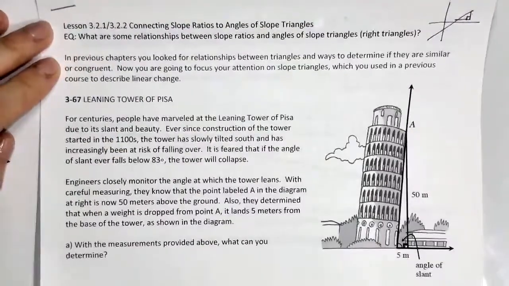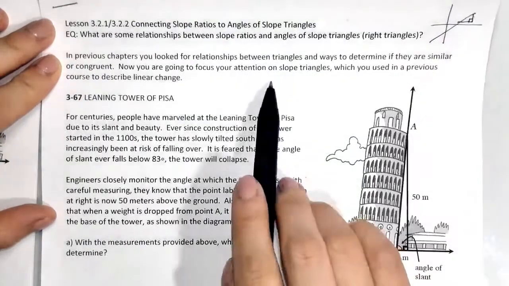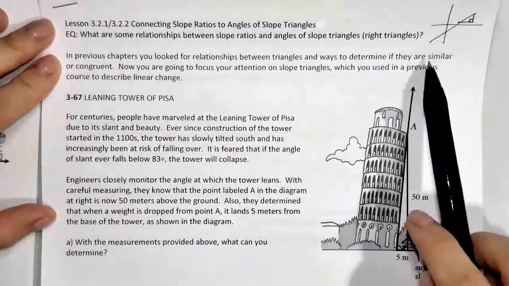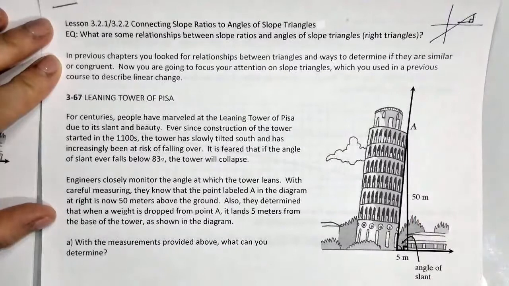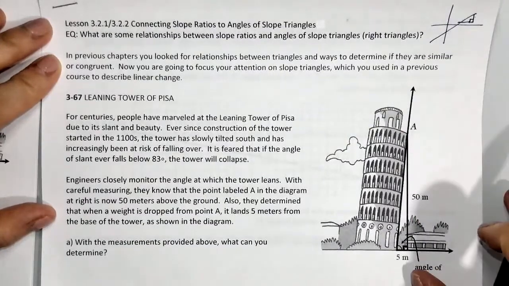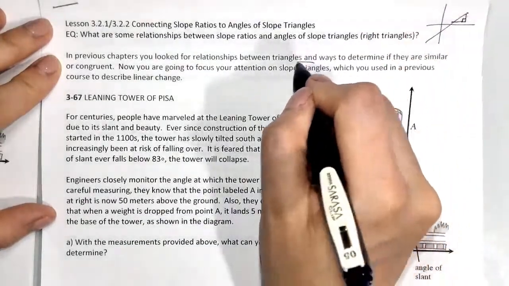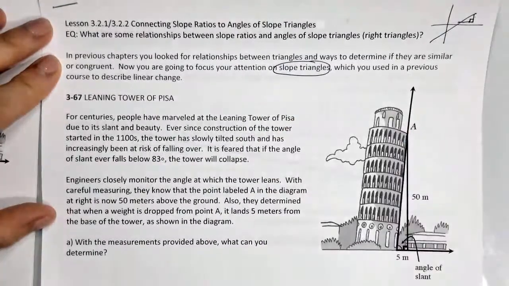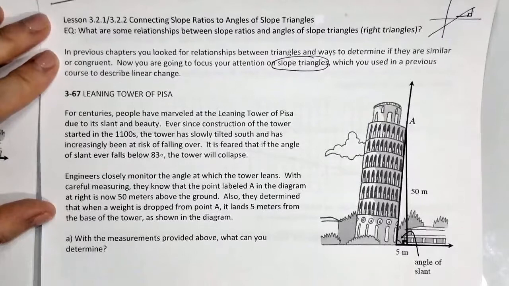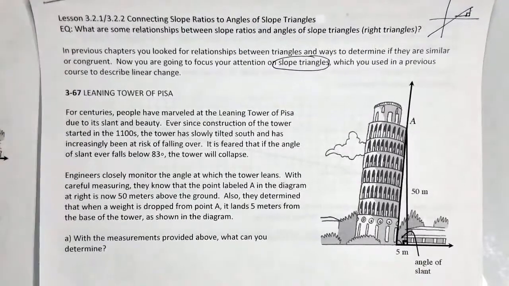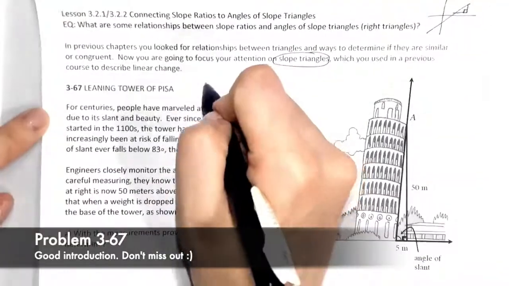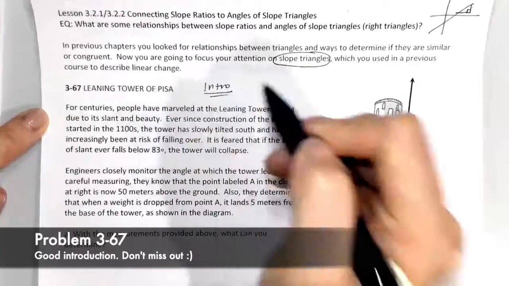So in previous chapters, we looked at relationships between triangles, and we were trying to determine if they are similar or congruent. Now we're going to be focusing our attention on slope triangles, which you used in the previous course, Integrated 1, for linear functions. So here's an introduction problem, okay? This is a pretty interesting one to think about.